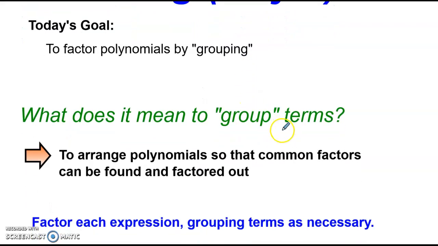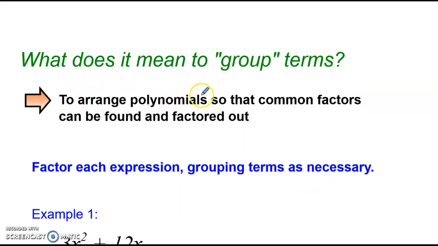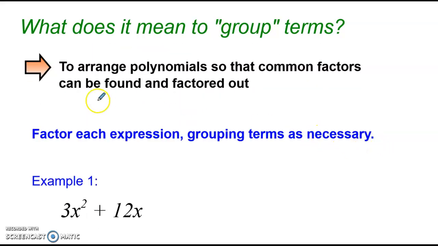So let's talk about this. What does it mean to group terms? Well, what is it, in other words, to factor by grouping? Well, it means to arrange, or rearrange, polynomials so that common factors can be found and factored out. And so we're going to work through a bunch of examples here that show this. It says factor each expression, grouping terms as necessary. Emphasis on the word grouping.